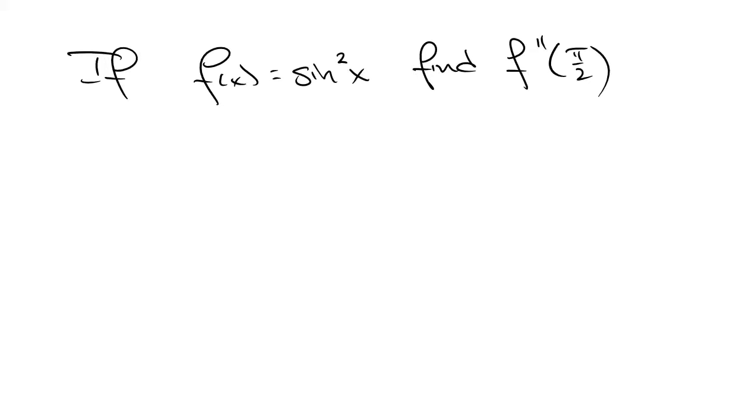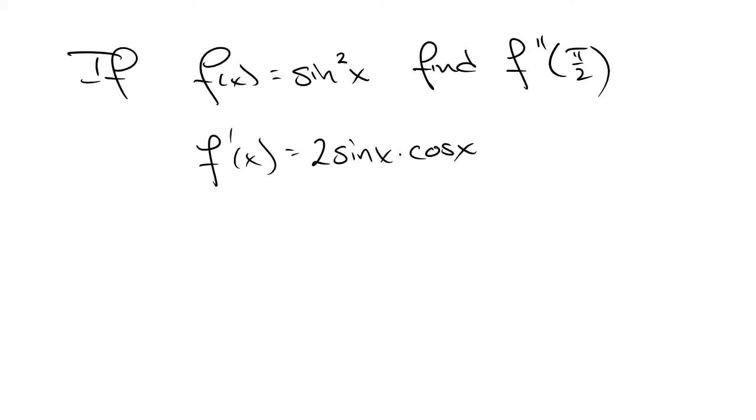In this problem, we're looking for the second derivative notated by that double prime there. So in order to get to the second derivative, we first find the first derivative. And in this case, we've got f prime of x will equal the chain rule. Something squared is the outermost function, so we will have 2 times sine x times the derivative of sine x, which will be cosine x. And that's our first derivative.